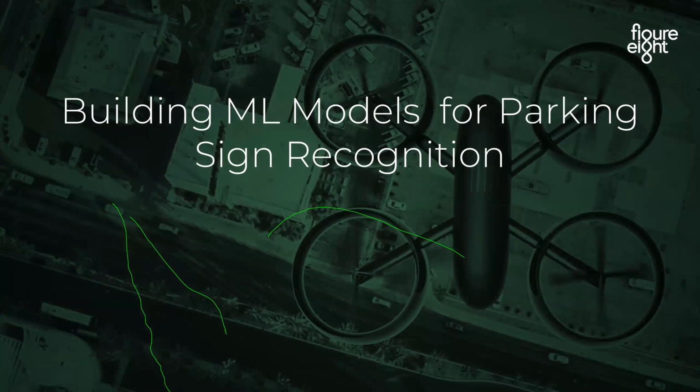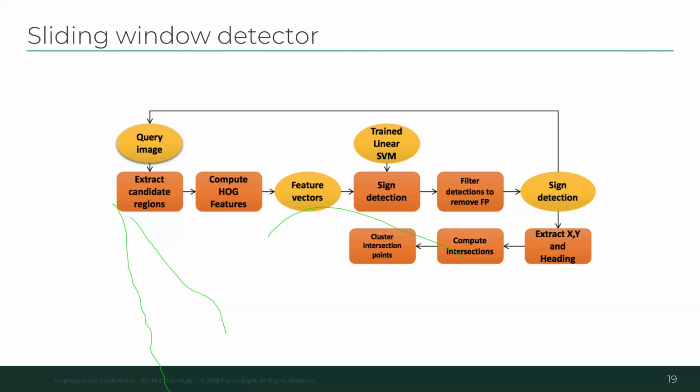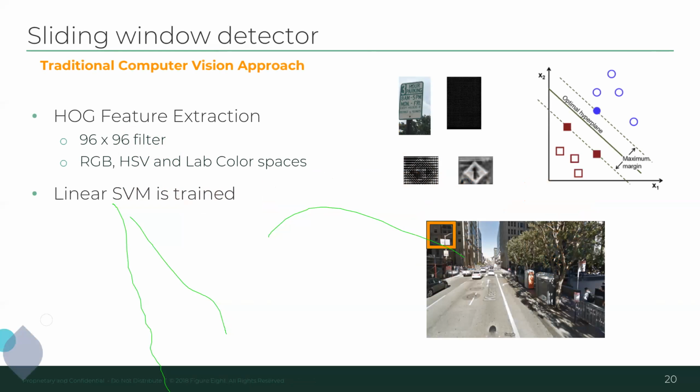Now we start building the model. First, we take a traditional computer vision approach, which is a sliding window. It slides the window over the image and computes features called HOG features. Based on those HOG features, we train a linear SVM classifier to classify those patches, those windows, about the parking sign. It's very straightforward. We take windows of 96 by 96 size, compute HOG features for each window in different color spaces, and train a linear SVM classifier.